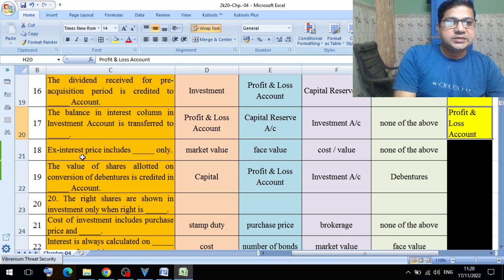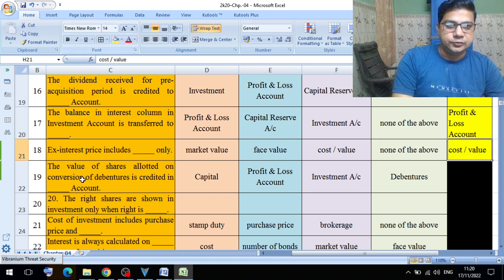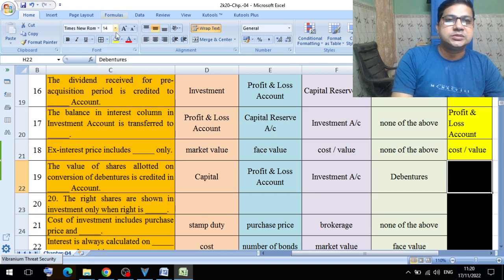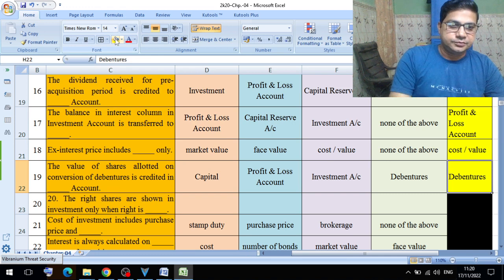Next, ex-interest price includes dash only. Option A market value, option B face value, option C cost value, option D none of the above. Here the answer is cost value. Next, the value of shares allotted on conversion of debentures is credited in dash account. Option A capital, option B profit and loss account, option C investment account, option D debentures. Here the best option is debentures account.